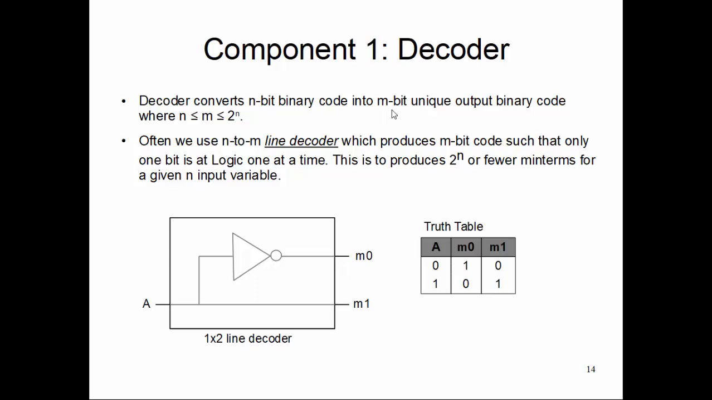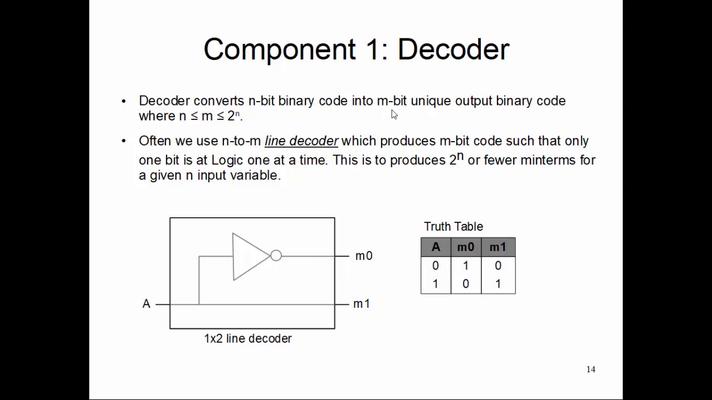So let's say I have 3 bits at the input side, then my output has to be 3 or more, but cannot be more than 8. So that's what this relation is saying: n less than or equal to m less than or equal to 2 to the power n. And it has to create a unique sequence at the output side, of m bits.